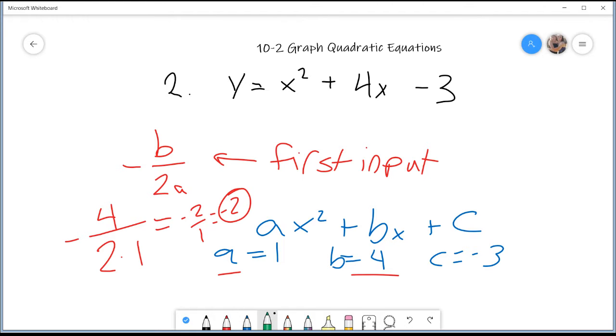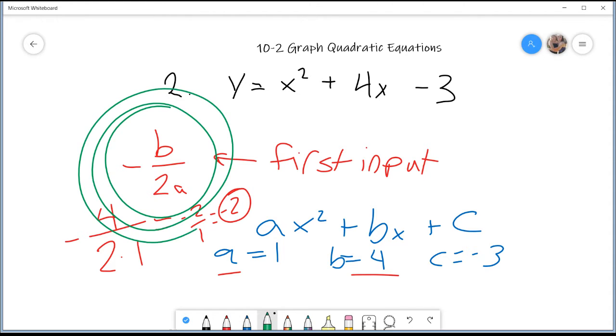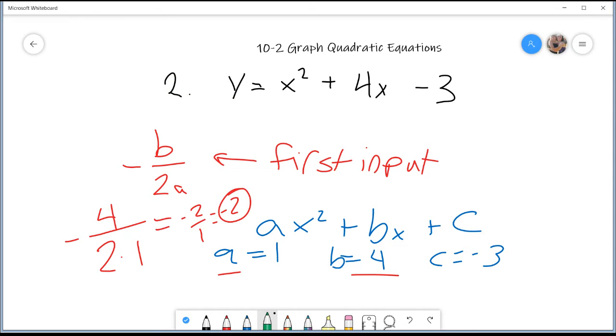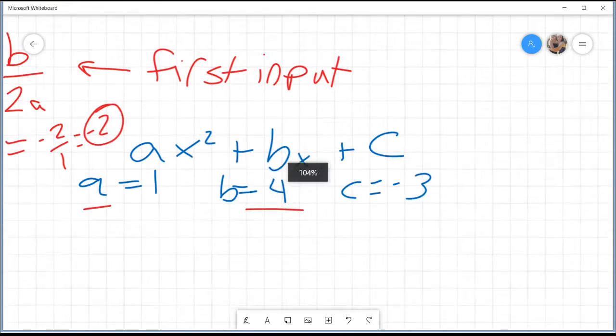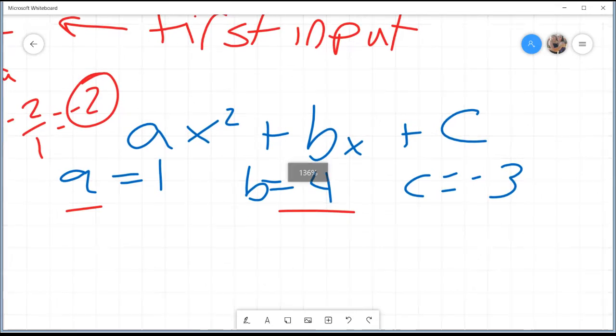This formula right here, this negative b over 2a, that's going to be the formula that you use whenever you are graphing a parabola. So you're going to want to have that handy whenever you're going to be graphing. You'll probably want to memorize it eventually, but right now, since it's brand new, you're going to want to have it to the side. And then you may also want to have this ax squared plus bx plus c in order to help as well.